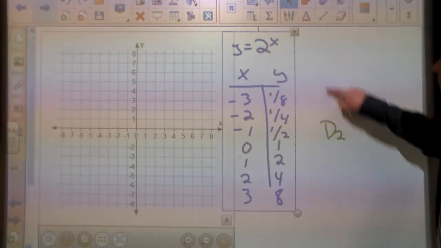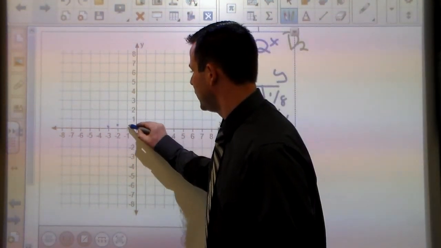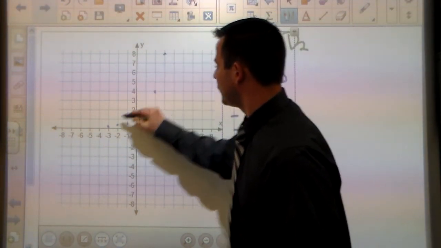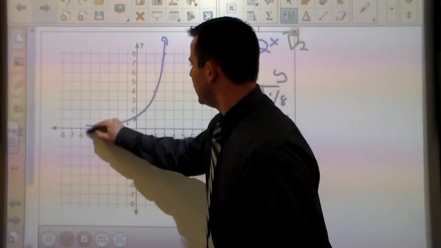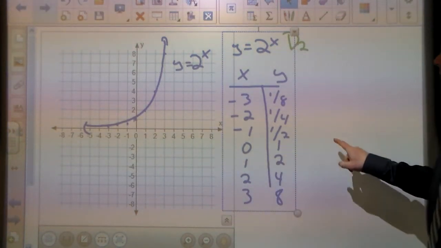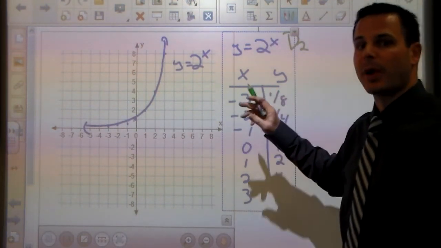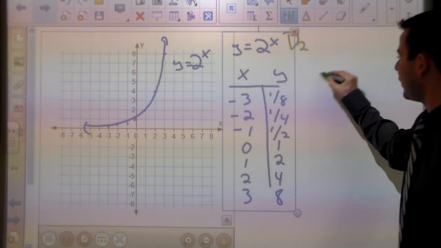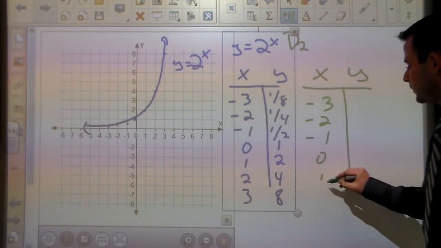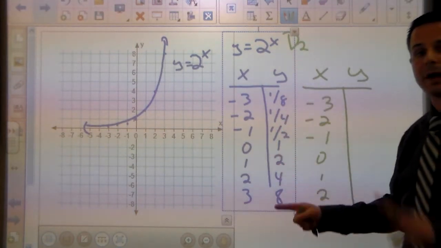Here are ordered pairs for y equals 2 to the x power. Let's plot that. Negative 3, negative 2, negative 1, 0, 1, 2, and 3. Here's my graph of y equals 2 to the x power. So now this is going to change the shape of the graph. The shape of the graph here, this is telling you to dilate it 2. That means you're multiplying the y values by 2. So I'm going to rewrite the table of values here. X, y. My x values will remain the same. My y values are going to be doubled. So I'm going to multiply all of these by 2.